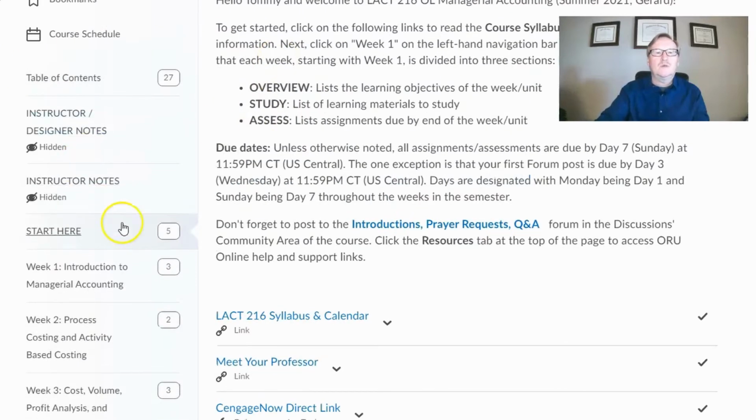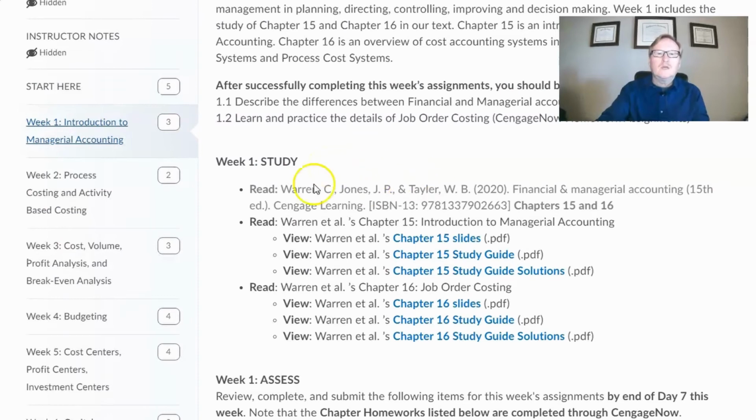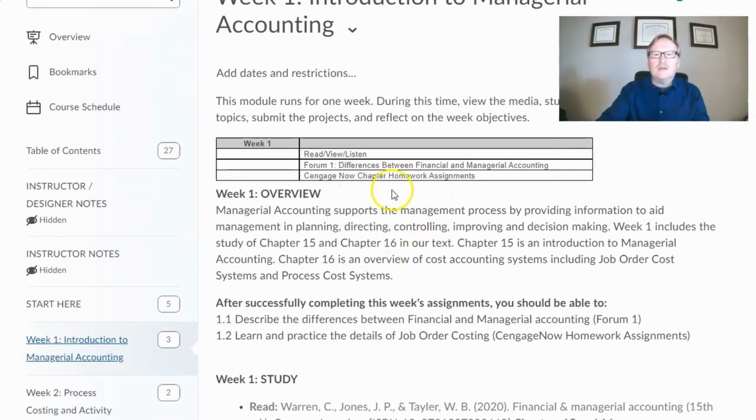Now let's go to chapter 1 because this is Start Here. Let's go to week 1. And you'll see here on week 1 that there's normally Introduction to Managerial Accounting. Here's a little box that tells you what's going on. Some of these boxes are not really accurate because it does say form. Now in our last class it didn't even have the form written there.